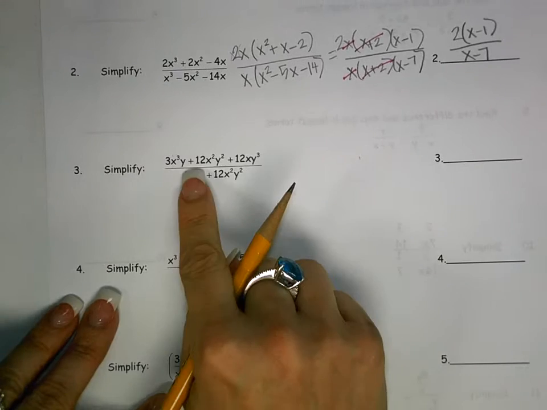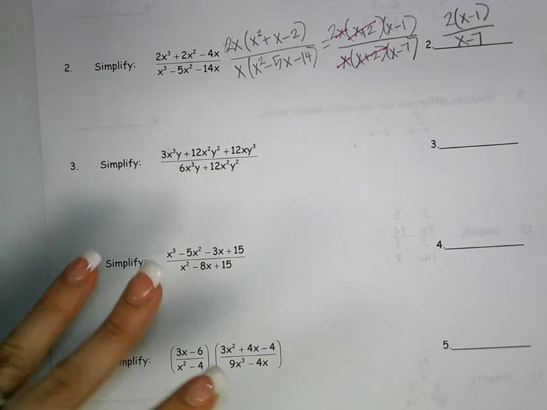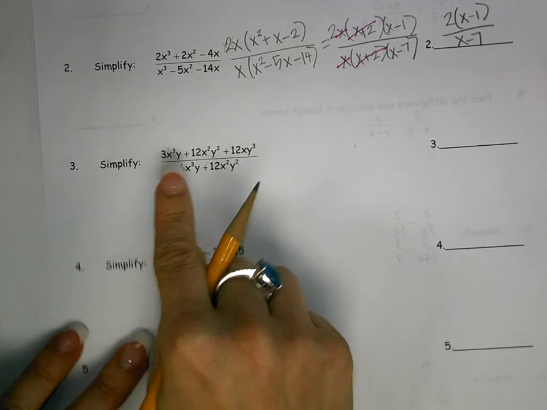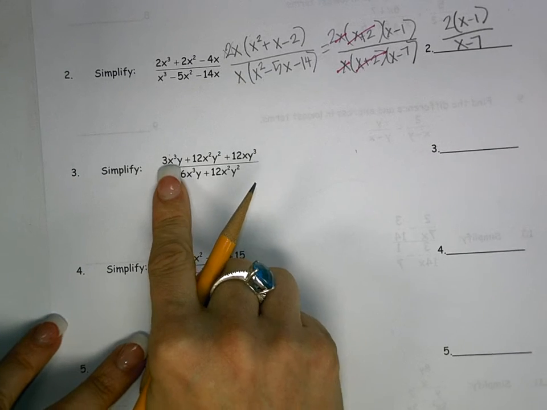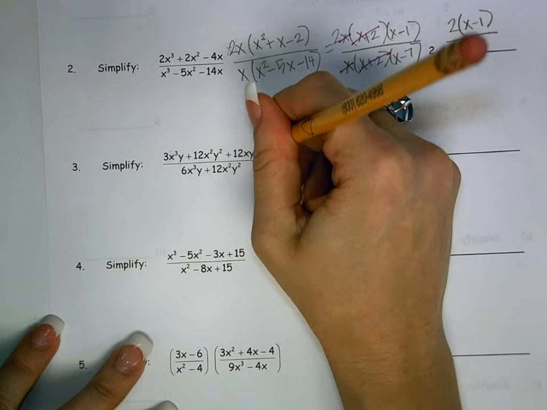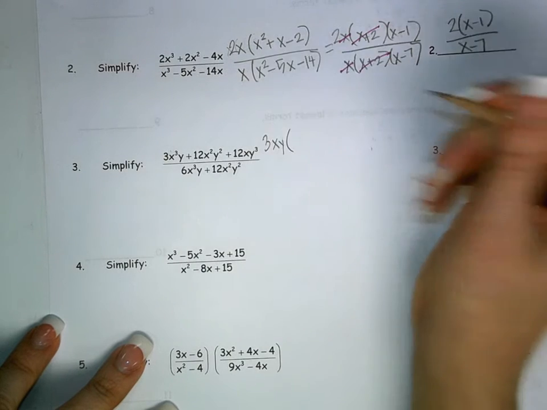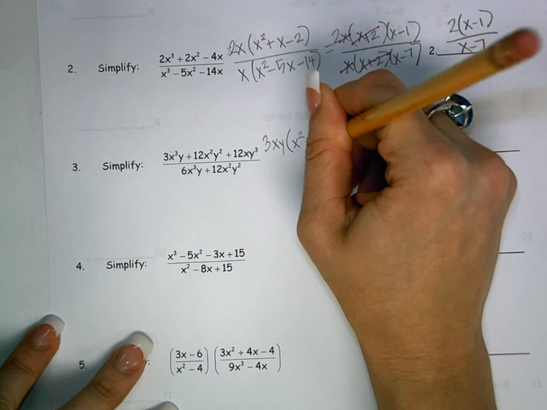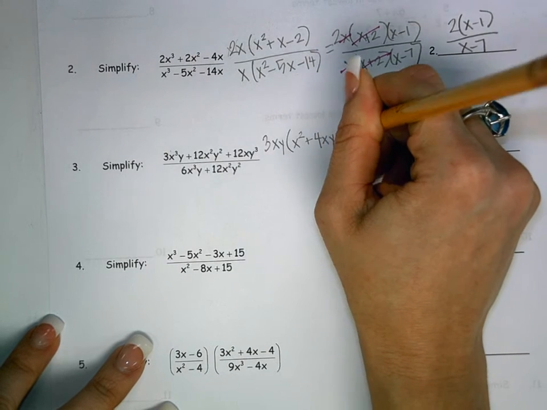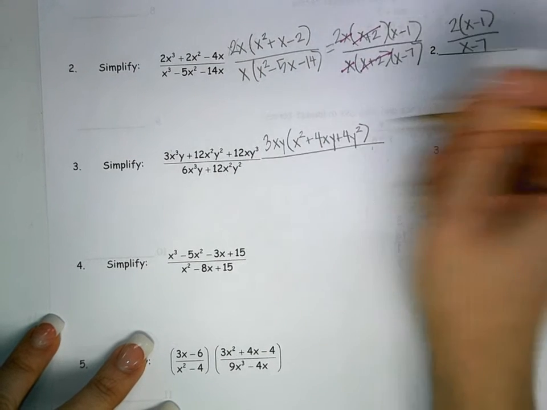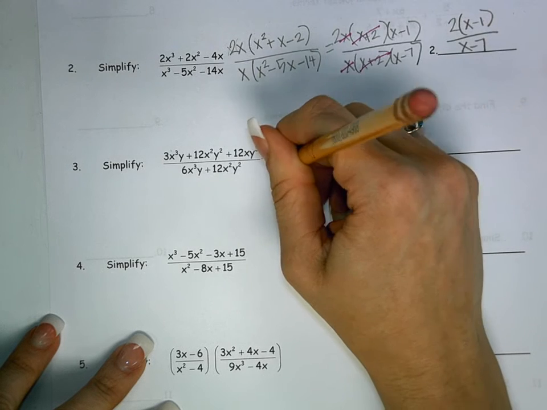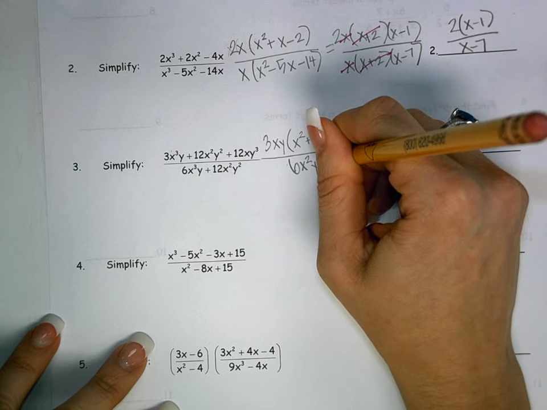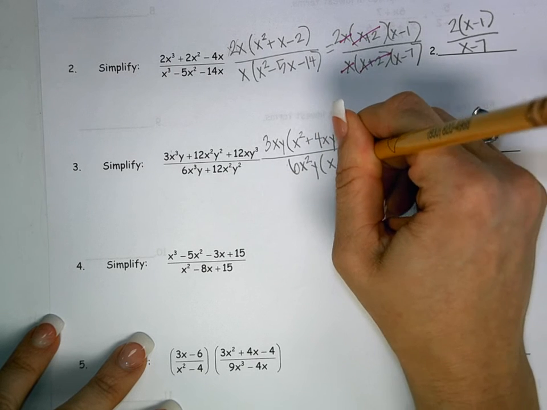On number 3, this is messy, and a lot of people get really confused because there's y's in there. You're still factoring the same as we always have. So take out our GCF. GCF is a 3 and an x and a y. Left behind would be x squared plus 4xy plus 4y squared. In the denominator, take out another GCF. The GCF there is 6x squared and y. Left behind would be x plus 2y.